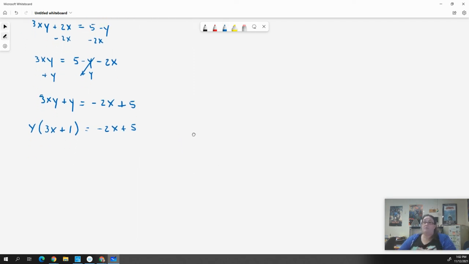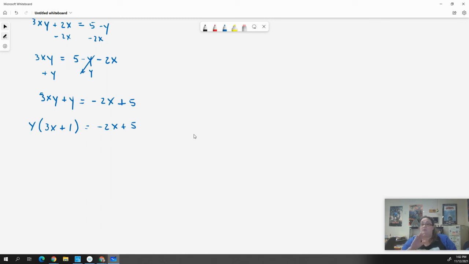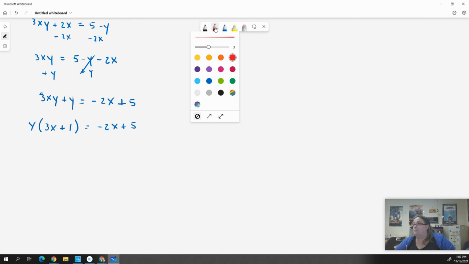We've almost solved this whole thing for y, right? Because the only thing that we've got going on now is we have that quantity of 3x plus 1 that's being multiplied to it. So I can divide both sides, right, by 3x plus 1. Why would I do that? Because it cancels it here. And I'm left with y equals minus 2x plus 5 over 3x plus 1.